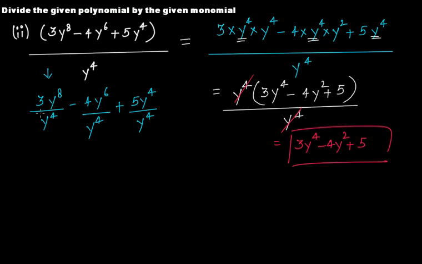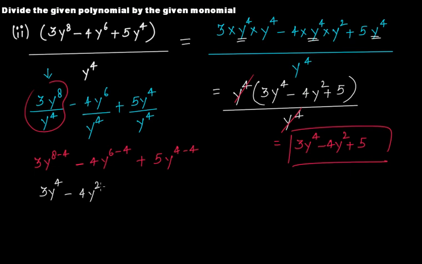From this term, you get 3 multiplied by y raised to the power of 8 minus 4, then minus 4y raised to the power of 6 minus y minus 4, then plus y to the power of 4 minus 4. From here you get 3y raised to the power of 4 minus 4y squared plus 5 multiplied by y to the power of 4 minus 4. It means that it is actually 5y raised to the power of 0.